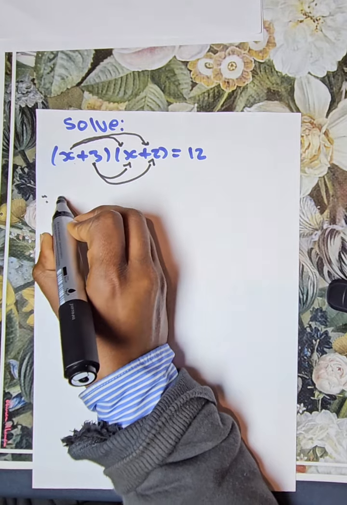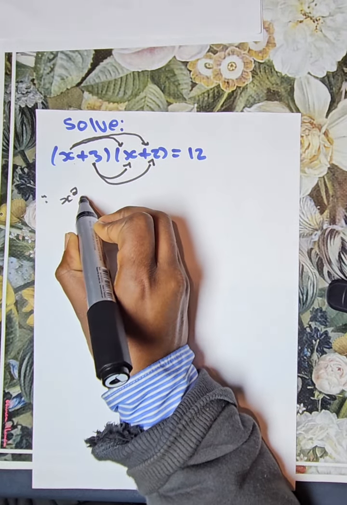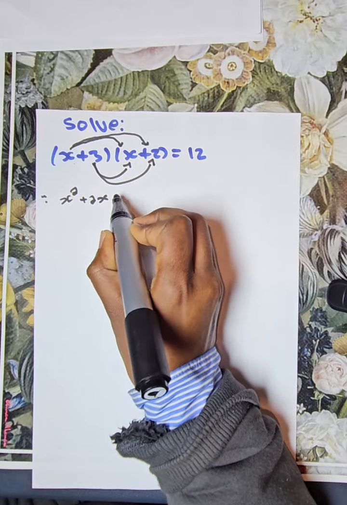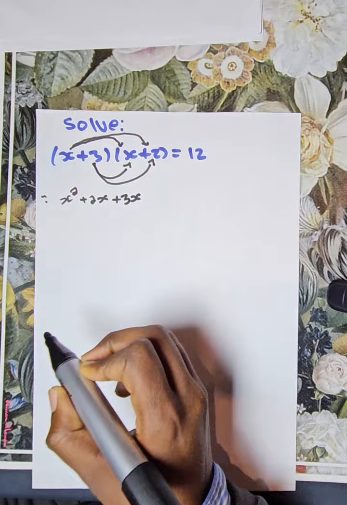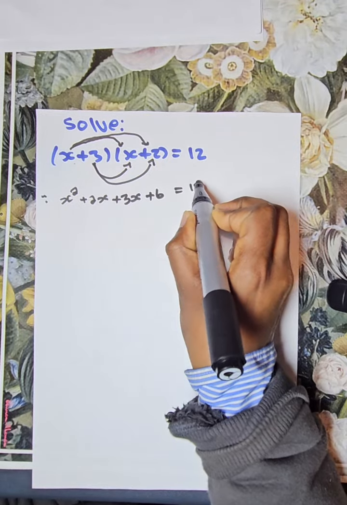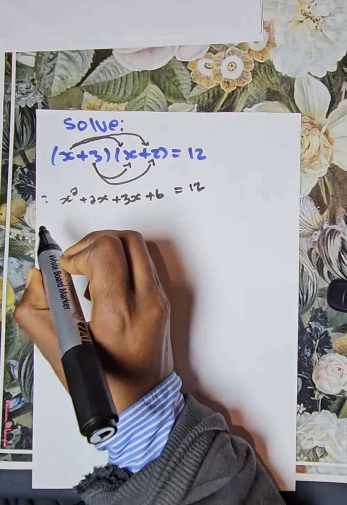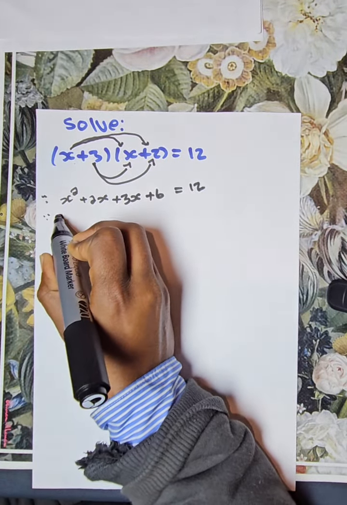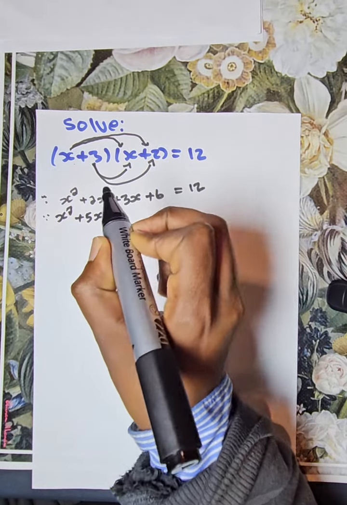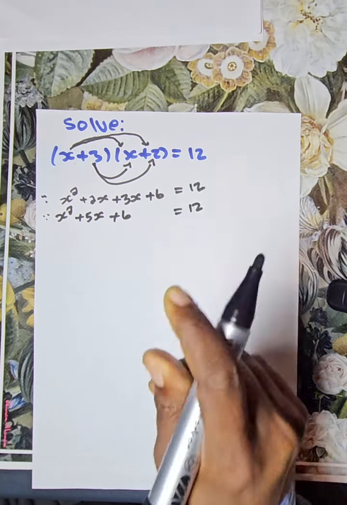Therefore, x times x will give me x squared. x times plus 2 will give me plus 2x. 3 times x will give me plus 3x. And 3 times 2 will give me 6. And this is equal to 12. Now collect like terms. Plus 2x plus 3x are like terms. We're going to therefore have x squared plus 5x plus 6 equal to 12.